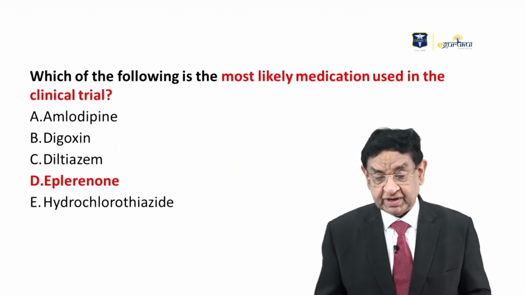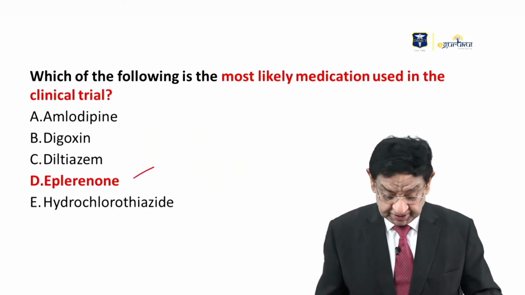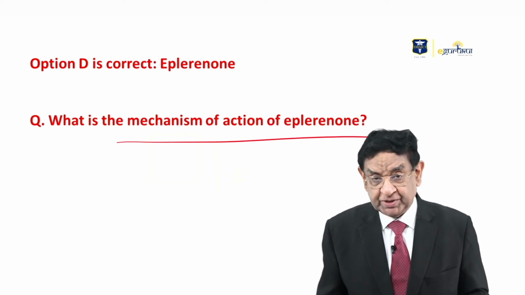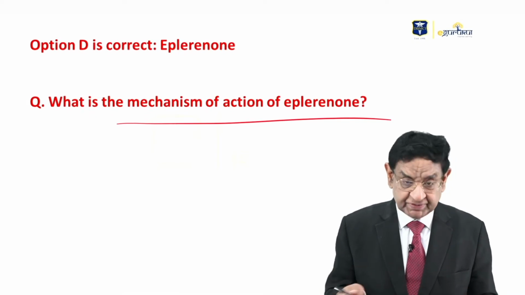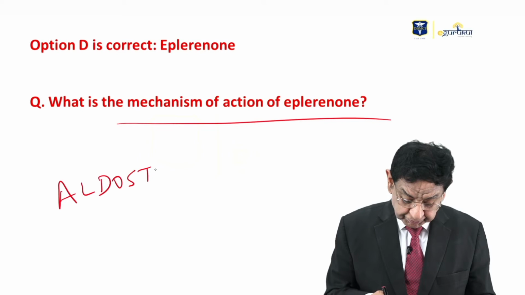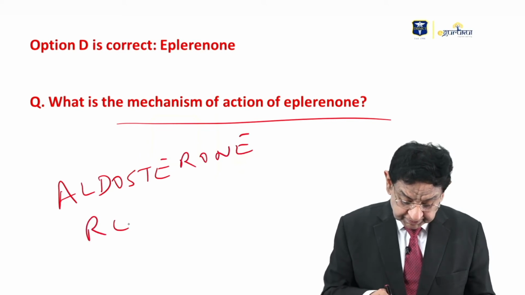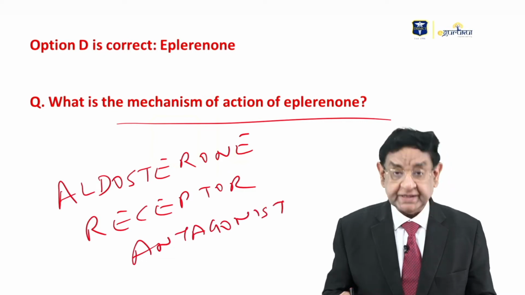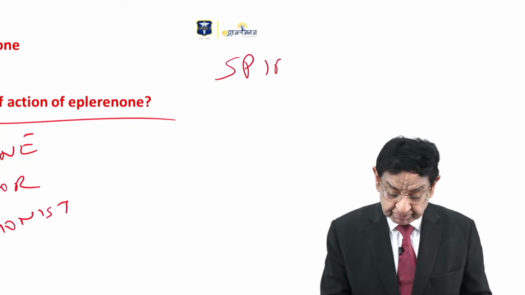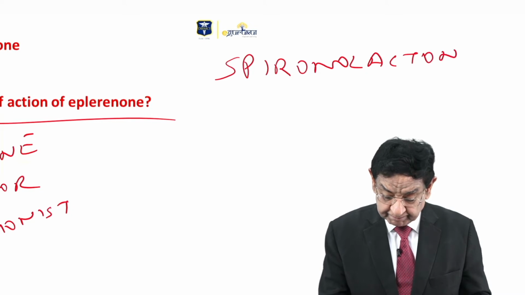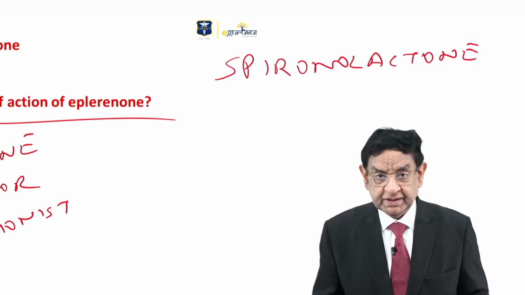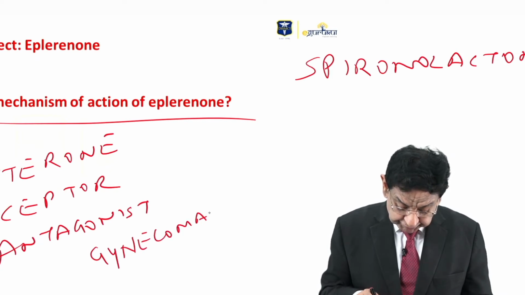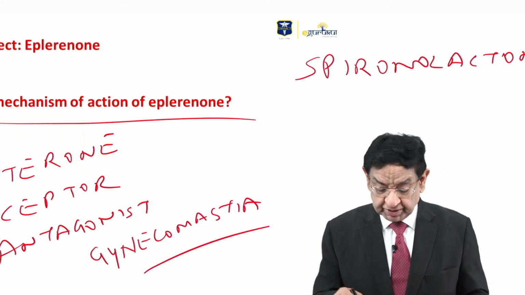Now, the most likely medication that has been used is eplerenone. But before we discuss it, what is the mechanism of action of eplerenone? It is very simple. Stop the video, write down the answer. The answer is very simple. It's an aldosterone receptor antagonist. Its action is almost the same as spironolactone, exactly the same. The only advantage of this drug is it causes less gynecomastia. This is one advantage of this drug over spironolactone.